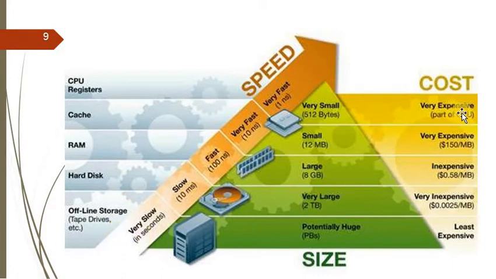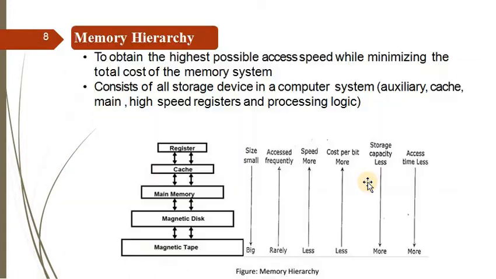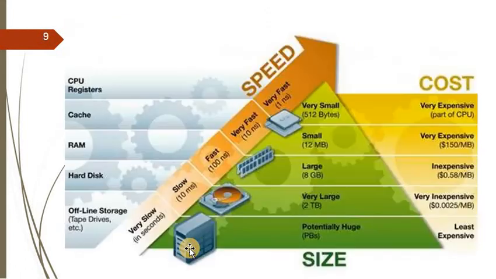Already I have said, registers are a very expensive part of the CPU. See the cost: small and very expensive at the top, inexpensive and least expensive at the bottom. So the hierarchy is register, cache, main memory, magnetic disk, and magnetic tape. I have already said: CPU registers, cache, RAM, hard disk, and offline storage, that is tape drives, magnetic tapes, and magnetic disk. See here their timings, their cost, their size.